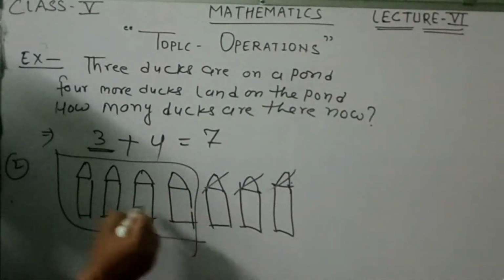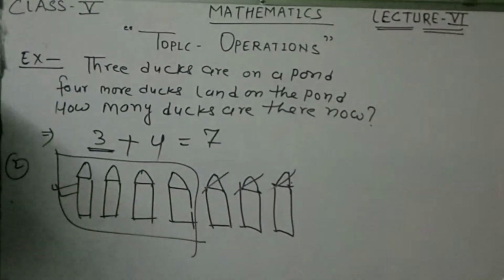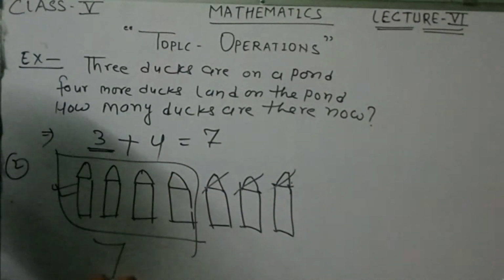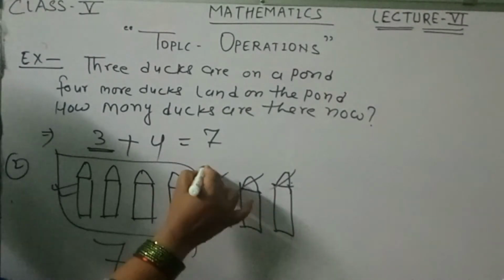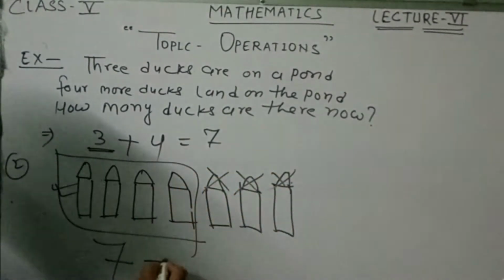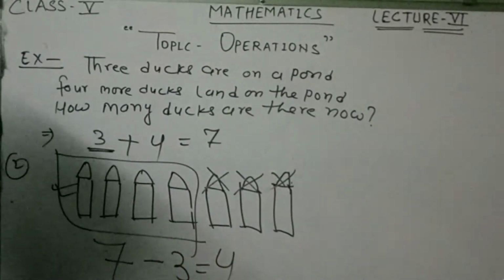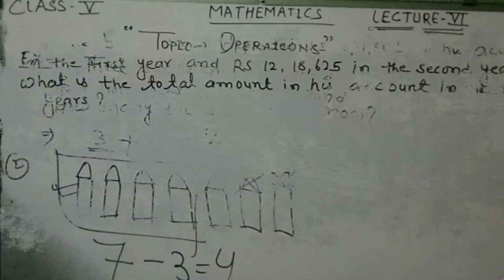Easily you can see how many are left here. Total how many candles are here? Seven. And how many did he blow out? Three. Seven minus three, then how much is left here? That is four. Okay.